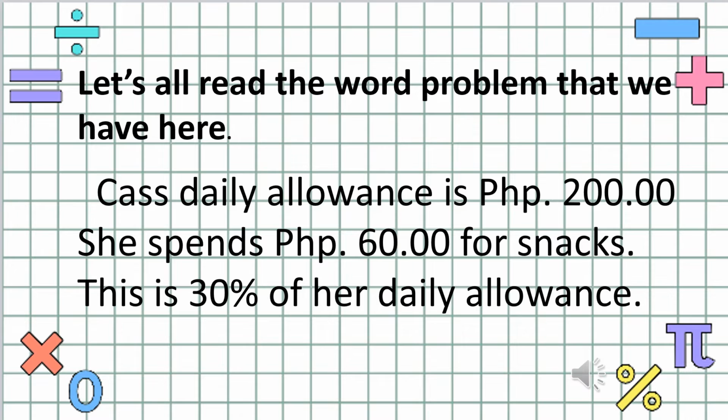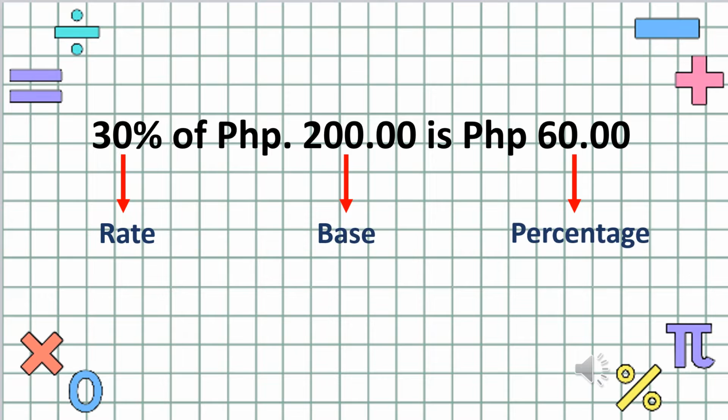Cass' daily allowance is 200 pesos. She spends 60 pesos for snacks. This is 30% of her daily allowance. Based on the word problem that we have, 30% of 200 pesos is 60 pesos. So, yung 30%, ang tawag doon ay rate. Ang 200 pesos, that is the base, at yung 60 pesos naman, yun yung tinatawag nating percentage.